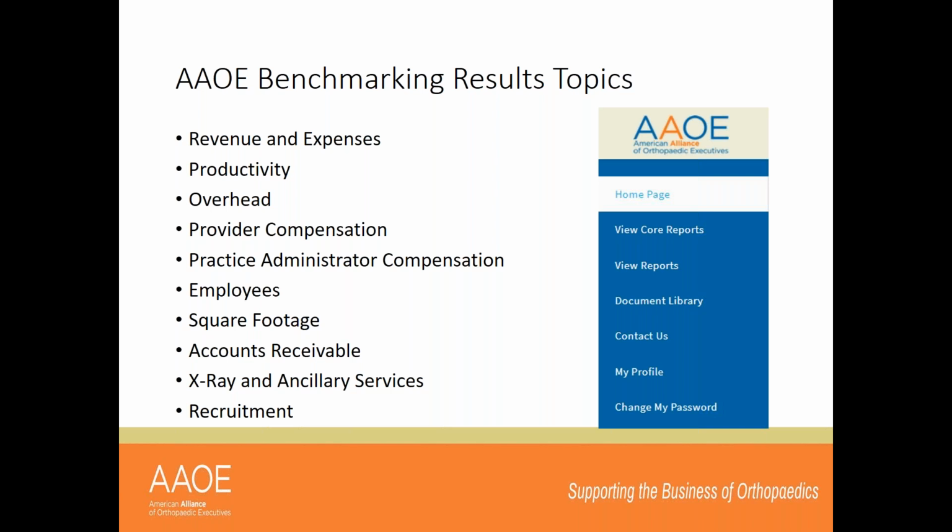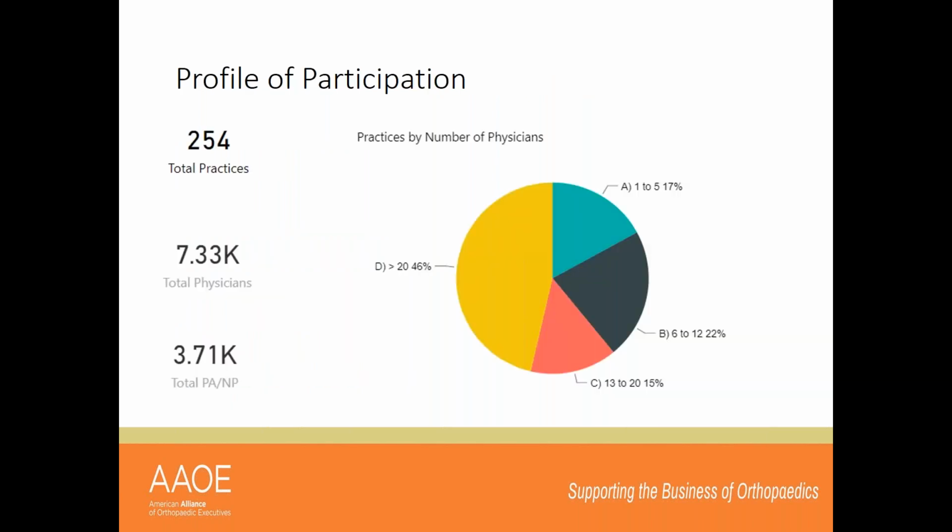So for the larger groups, you can have your CFO, COO, CEO, employees, FTE ratios. You've got square footage, which is always a strategic conversation when you're looking to expand. Accounts receivable, x-ray, ancillary services, and we have some recruitment data as well with the competitive market of recruiting orthopedic surgeons. The profile here, this is a slide just breaking down what's in the portal.